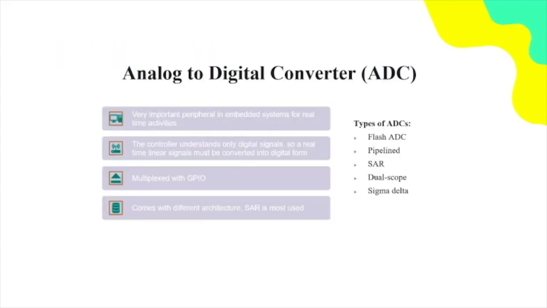So analog to digital converter. ADCs are of different types, that is flash ADC, pipeline, SAR, then dual slope, and then sigma delta. ADCs are a very important peripheral in embedded systems for real-time activities. The controller understands only digital signals, so a real-time analog signal must be converted into digital form.